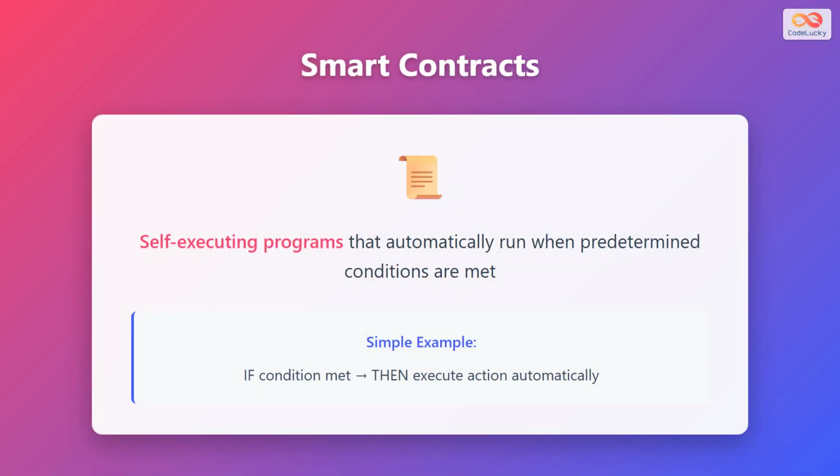At the heart of Ethereum are smart contracts. These are self-executing programs that automatically run when predetermined conditions are met. Think of them as digital agreements that execute themselves. For example, if a certain condition is met, then a specific action is automatically executed. This eliminates the need for intermediaries and ensures that agreements are carried out exactly as programmed.